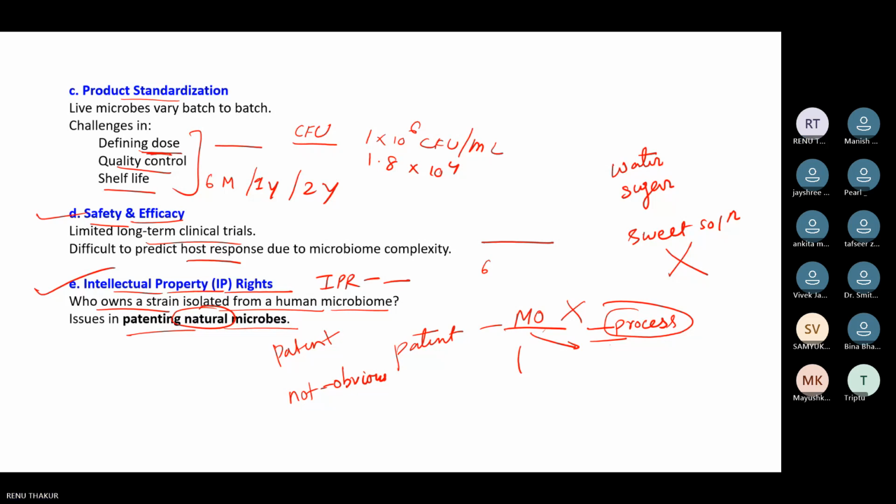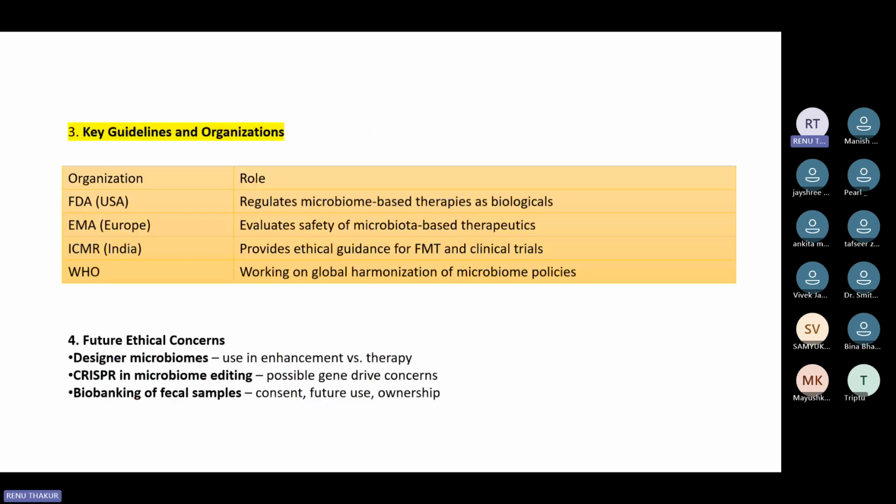So, key guidelines and organizations: who provides the guideline that you have to stick to this procedure, you have to follow this, you have to provide your result in this way or that way? It is provided by the US FDA, Europe's EMA, ICMR in India, and of course we cannot forget WHO, the World Health Organization. Everybody provides their own regulatory guidelines. We have to stick to them.